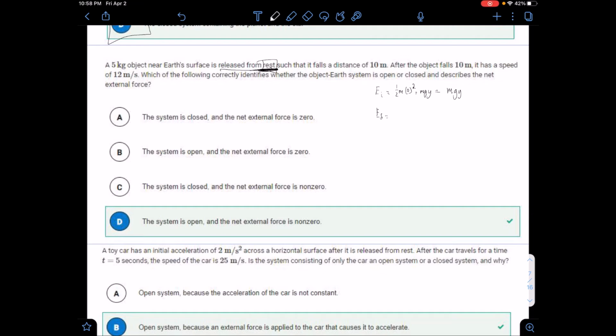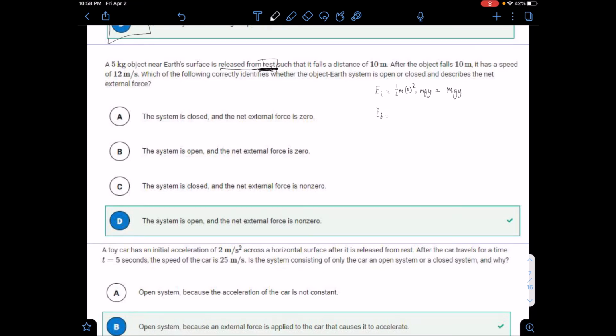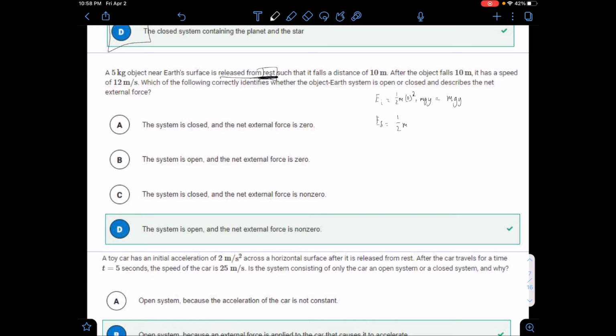Now for our final, it is falling with some sort of velocity. So we get 1/2 m times 12 meters per second squared, plus m times the displacement in y, so whatever displacement in y is. And so let's use the law of conservation of energy. So they obviously cannot be equal to each other, telling us that this is an open system. So what we can do is we can already rule out answer choice A and answer choice C.